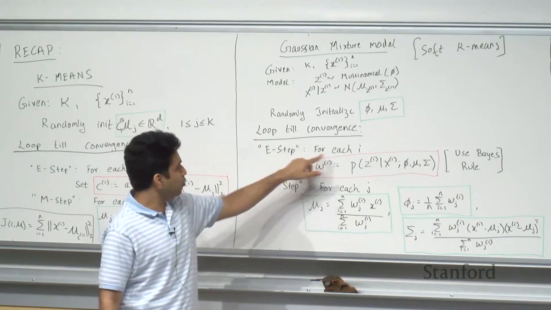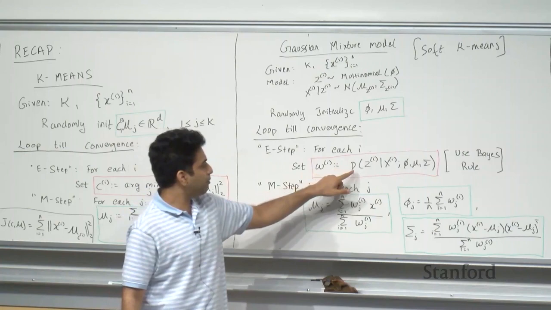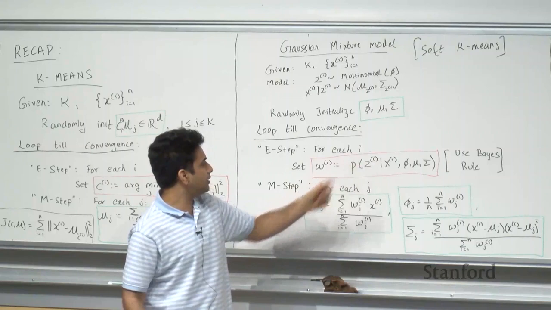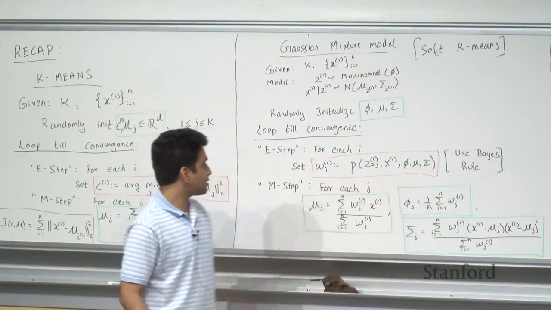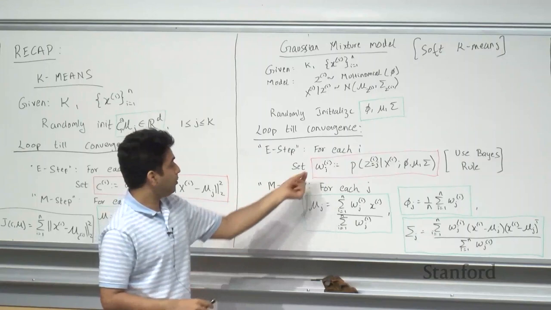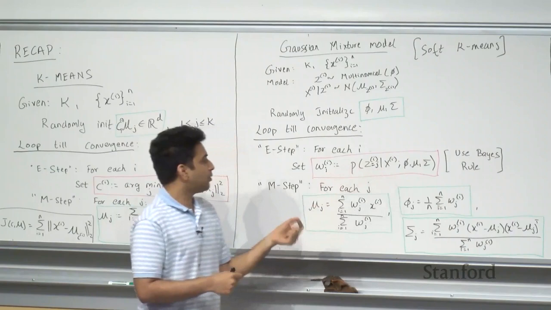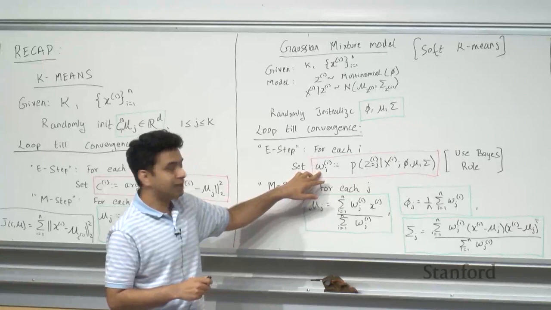Right? So this loop is over the number of examples. For each example, we set wi to be the probability that zi equals j given xi and the current values of the parameters. And then using these weights, where the weights are basically telling us what's the probability that xi corresponds to the jth cluster. So the sum over j of all these wi's will be equal to 1 for every i.